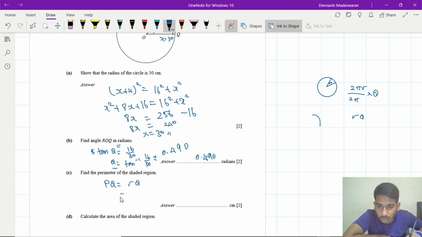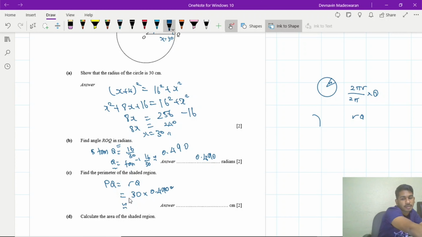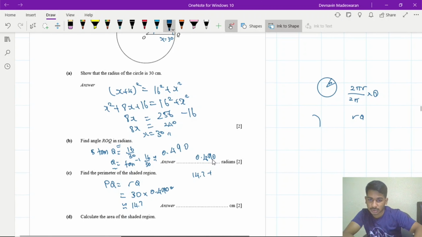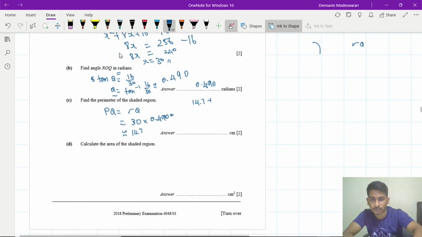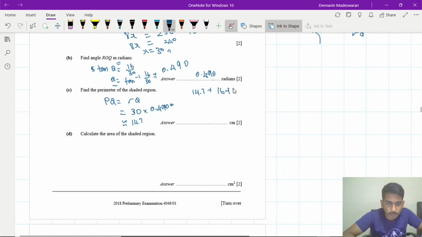R is going to be 30, and theta is going to be 0.490, so PQ is going to be 30 times 0.49, which is 14.7. The total is going to be 14.7 plus 16 and 4, which is 20. So 34.7.